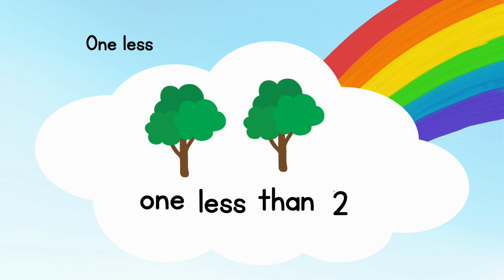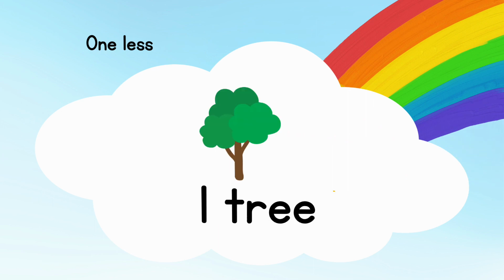Two trees. Let's count them. 1, 2. 1 less than 2 is, let's take one away. So 1 less than 2 is 1 tree. Let's check it. 1. Well done.